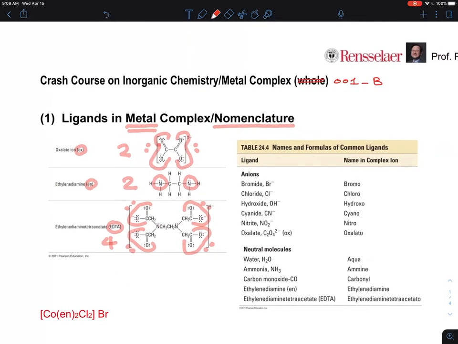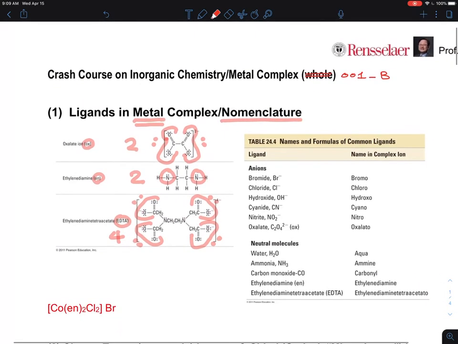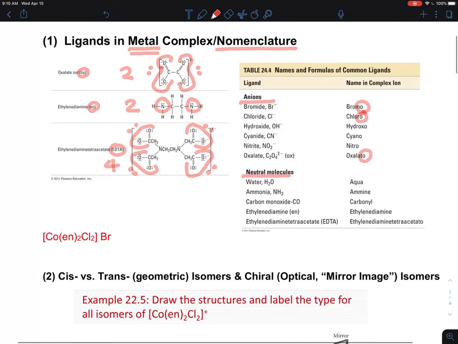Nomenclature-wise, ligands can be either anions or neutral. For anions, make sure that you see an O at the end, and bromochloro is an easy, good example to understand. Neutral has its own name. Aqua is for water, amine is for ammonia, carbonyl is for carbon monoxide, and ethylene diamine is ethylene diamine.